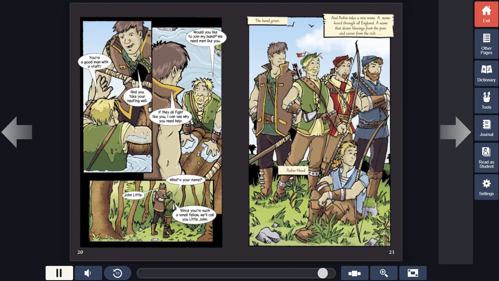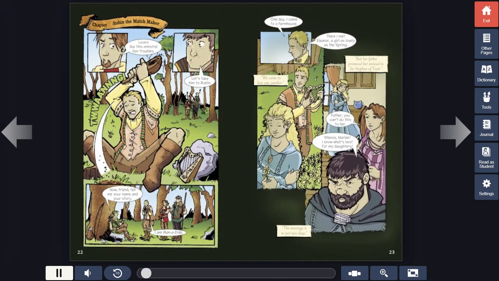Robin Hood. Chapter 2. Robin the Matchmaker. Looks like this minstrel has troubles. Let's take him to Robin. Now, friend, tell me your name and your story. I am Alan Adale. One day I came to a farmhouse. There I met Eleanor, a girl as lovely as the spring. We came to love one another.